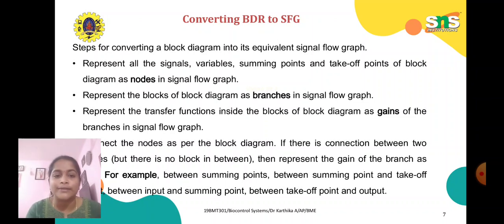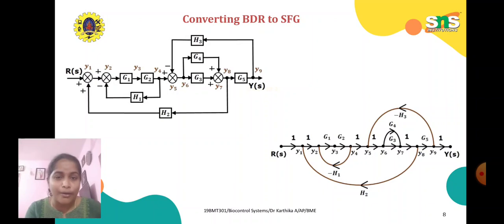And if there is a connection between two nodes but there is no block in between, then represent the gain of the branch as 1. For example, between summing points, between summing point and takeoff point, between input and summing point, between takeoff point and input. Okay. See here how a block diagram is converted into signal flow graph by following these rules. Here we have our input R of s and output Y of s, and also we have gains G1, G2, G3, G4, G5 and H1, H2, H3, and it is converted into signal flow graph by following the above rules.